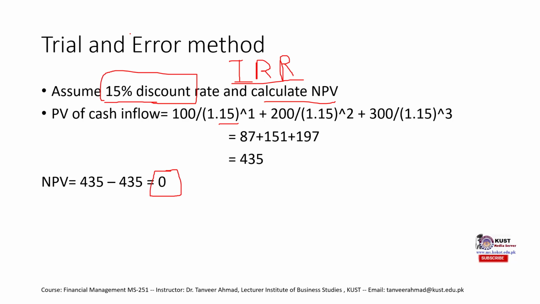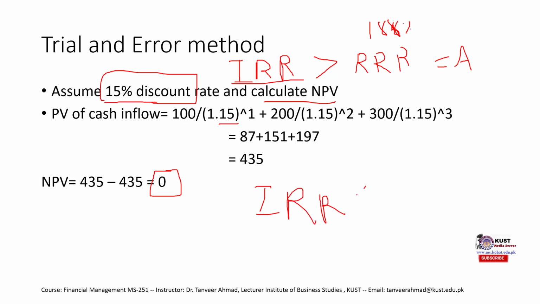Should we accept this project? Remember, our RRR was 18%, right? So when IRR is greater than our required rate of return, we accept the project. When IRR is less than our required rate of return, then we reject the project. In this case, the IRR is 15 and RRR is 18. So IRR is less than the required rate of return, so we reject the project.